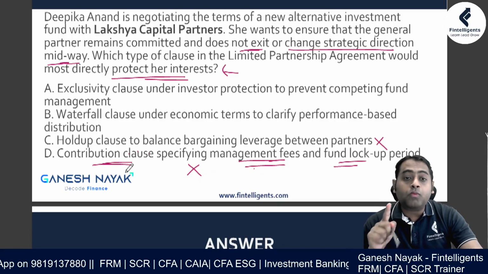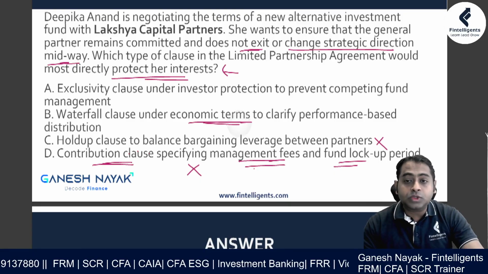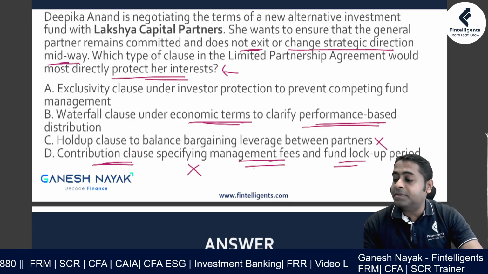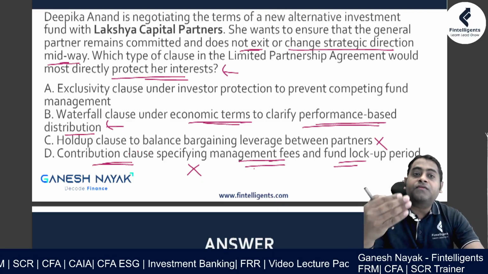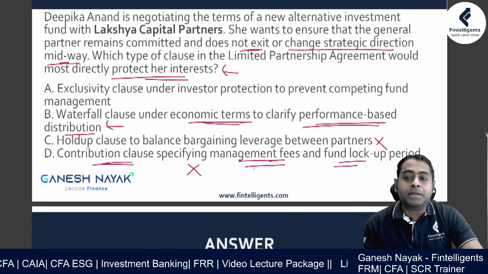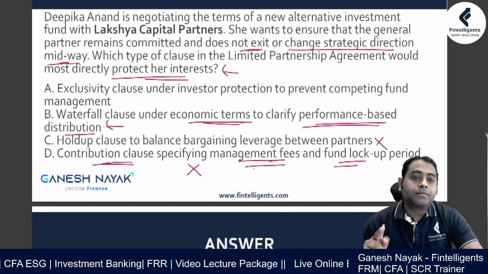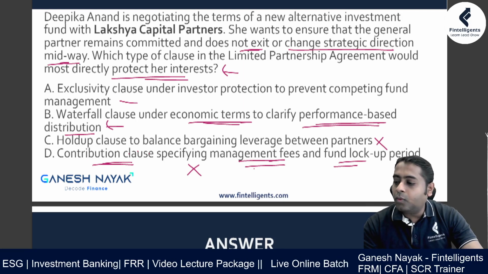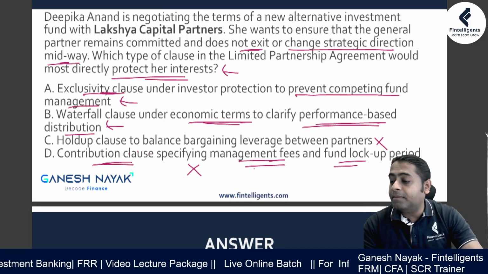B talks about waterfall. It comes under the economic terms, to clarify how the performance based distribution will happen. Once you have made the money, how the fund cash will be transferred to GP and LP. Answer is A. Yes or no? Why? Exclusivity clause. See the words, prevent funding competing fund management.